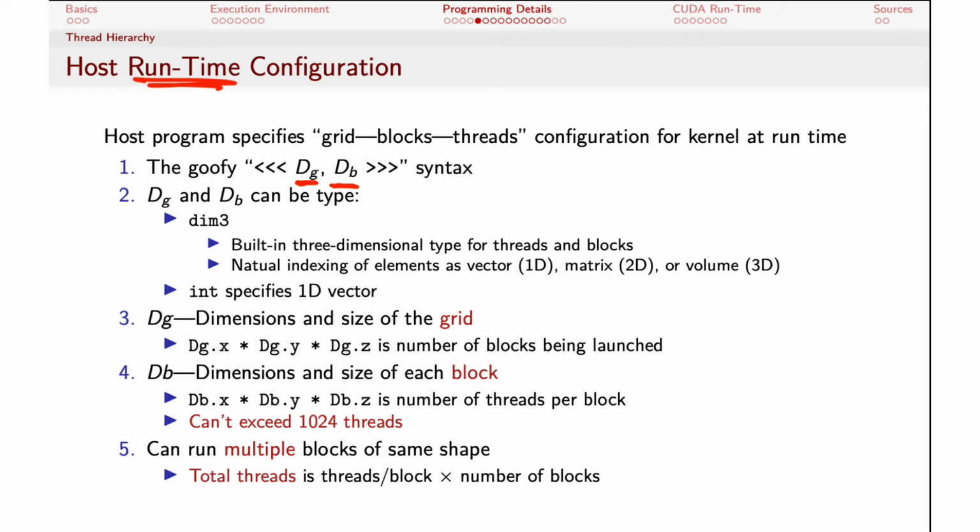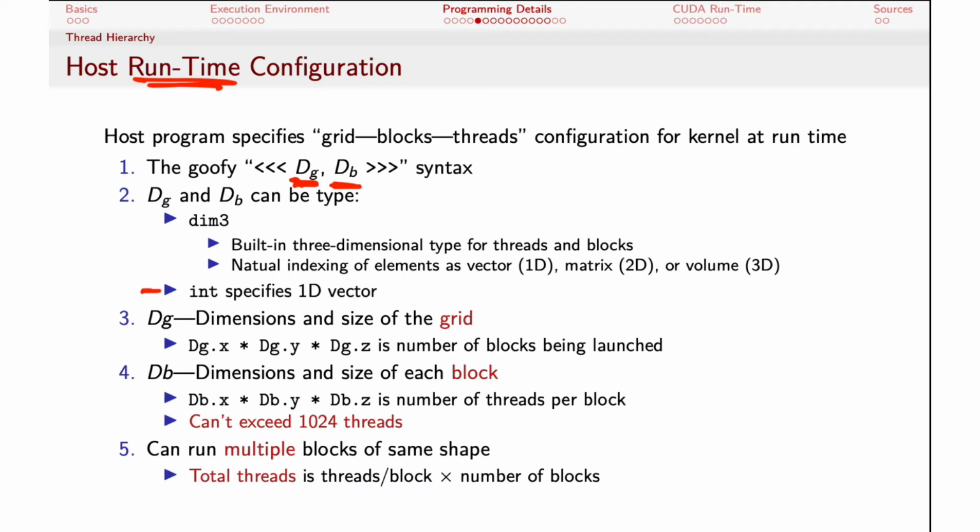So in general, I just have d sub g and d sub b. The dimensions of the grid and the dimensions of the block are what those are intended to convey. So these can be one of two things. They can be an integer, which is the example that we just saw previously. And in that case, we're basically specifying a one-dimensional vector, just a single one-dimensional array.